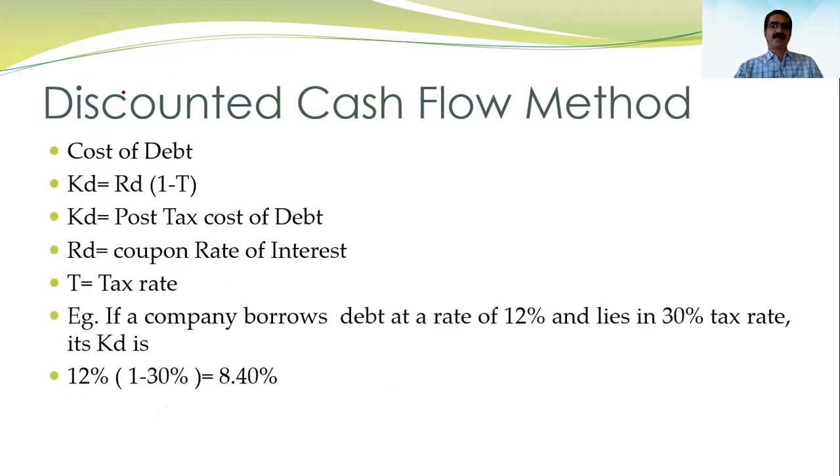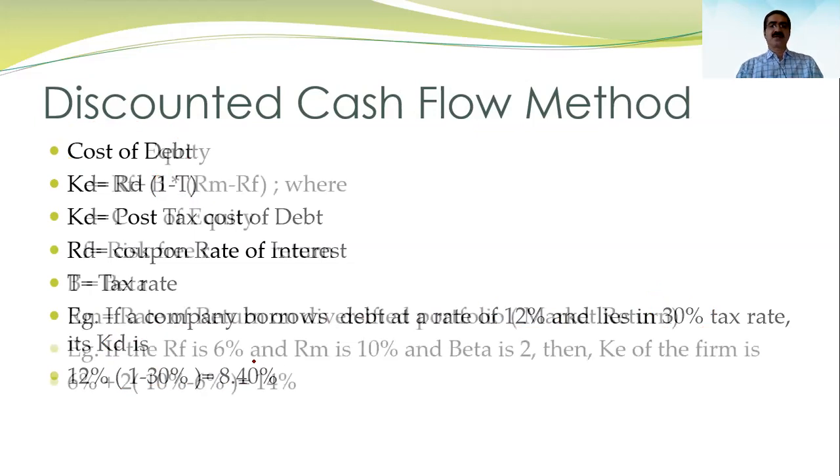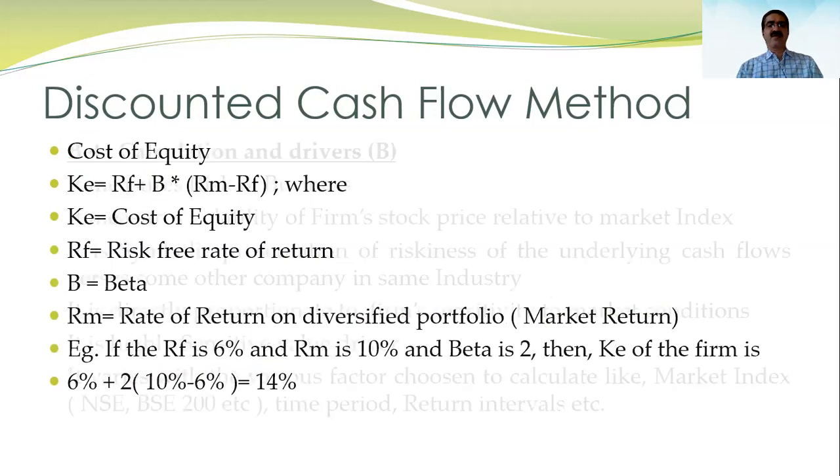Similarly, we saw the cost of debt last time. Cost of debt is always post-tax. So we take the cost of debt times 1 minus T, where the tax rate will be given in the question. For example, if a company borrows at 12% and lies in a 30% tax bracket, then our cost of debt will be 12% into 1 minus 30%, so 8.4%. Cost of equity we have already discussed.